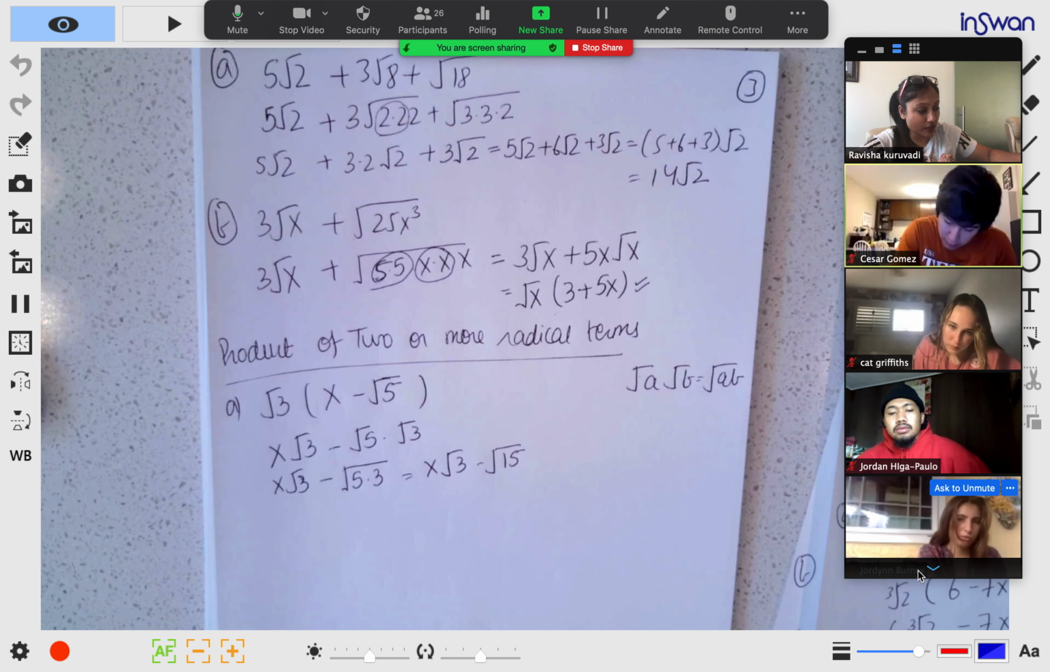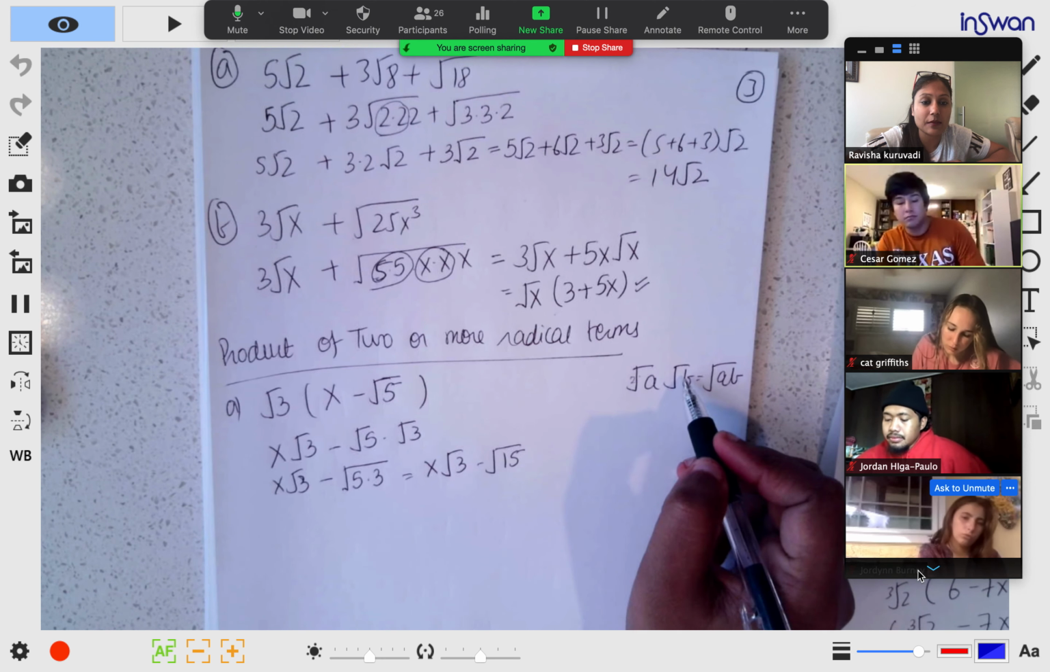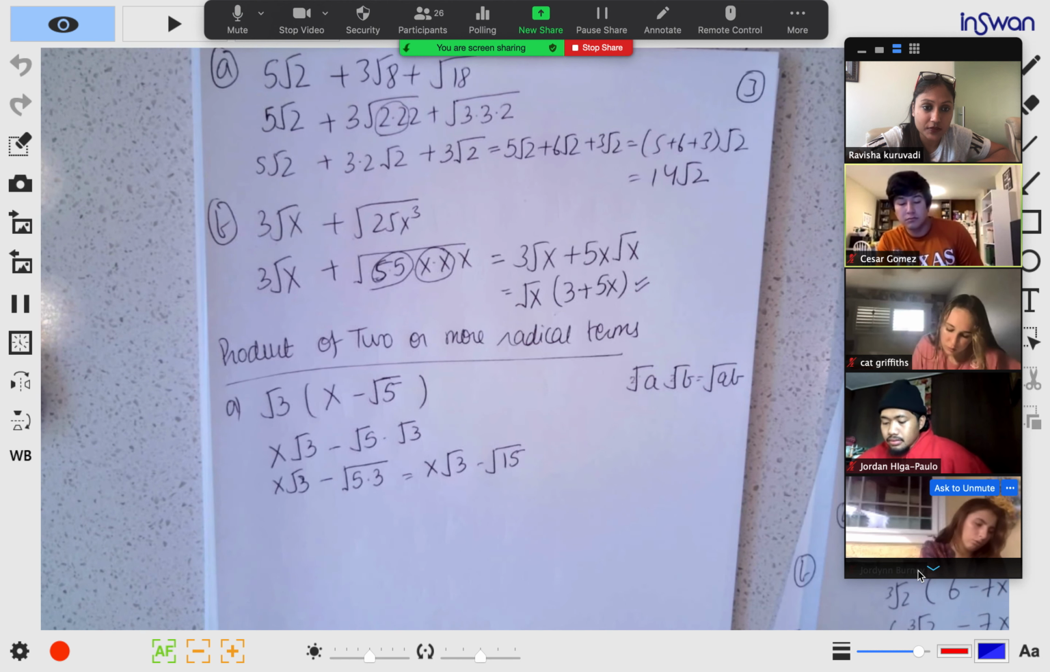First you distribute, and then combine if they have the same root. If they have the same root, you can combine them and make it into one root, only in case of multiplication and division, not in case of addition and subtraction. Let's do one more example.